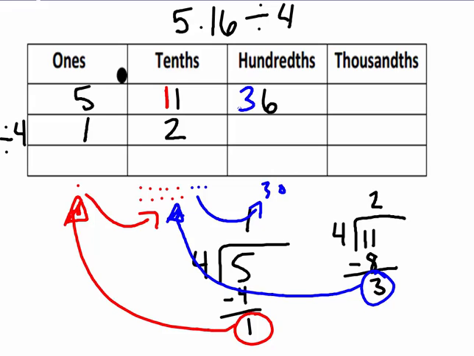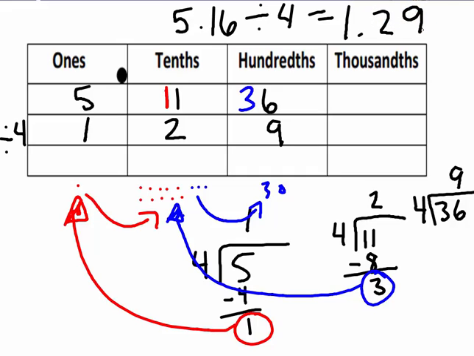So now I have my very last part. What is 36 divided by 4? Well, I know my multiplication facts. I know 9 times 4 is 36, so I know it's going to go in 9 times. Therefore, my answer is 1, 2 tenths and 9 hundredths. So my answer is 1.29.